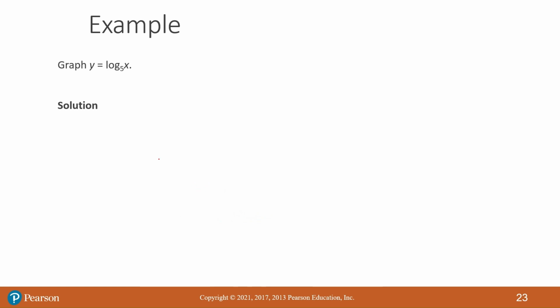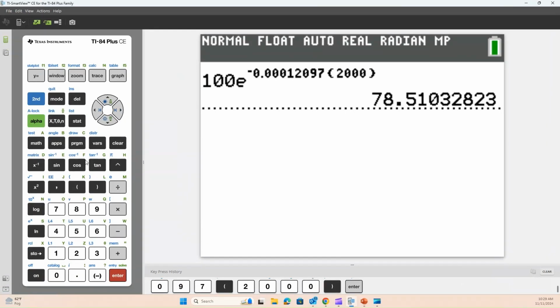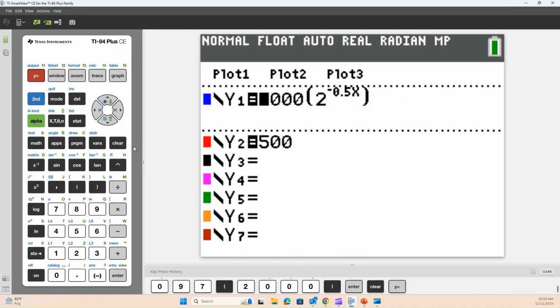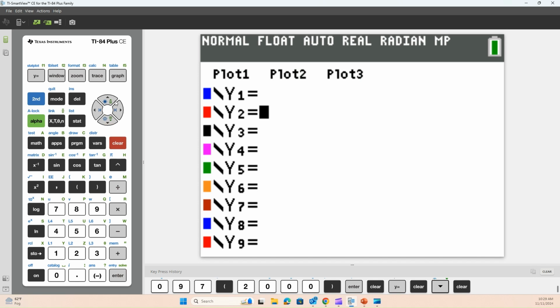Now, let's try to graph this one. It says graph log base 5 of x. I'll put that on my calculator here. Okay, if I go to y equals, I'm going to clear out anything I had in here. I want to be able to graph this logarithmic function.